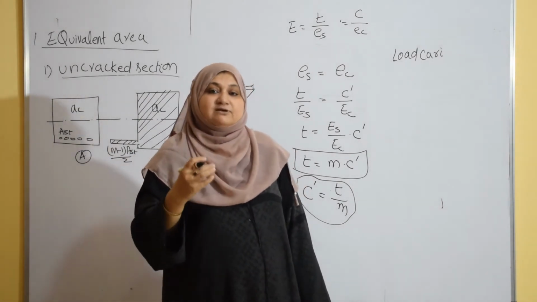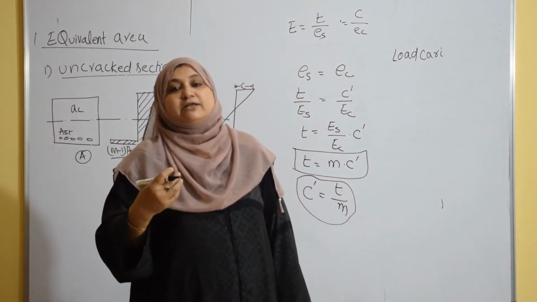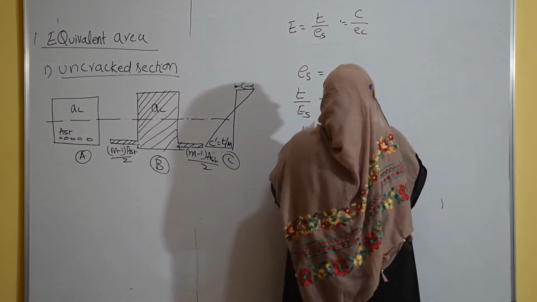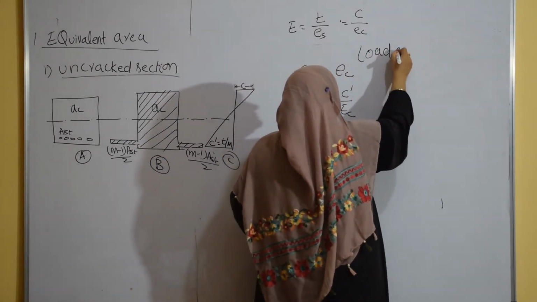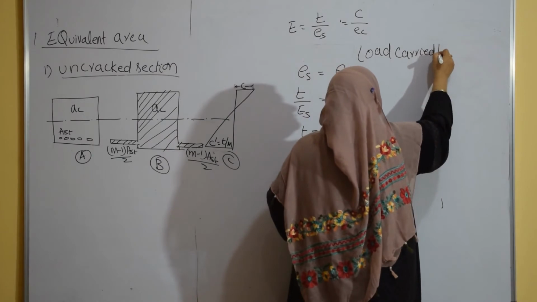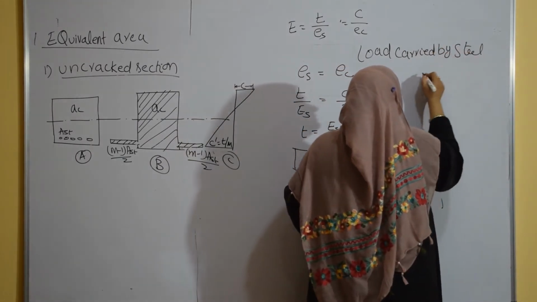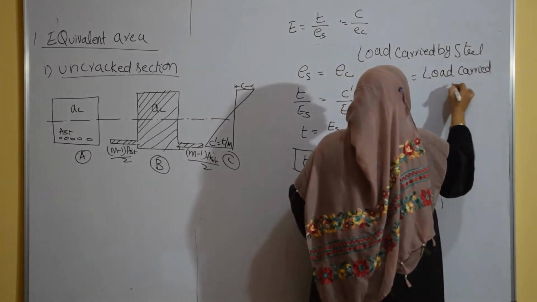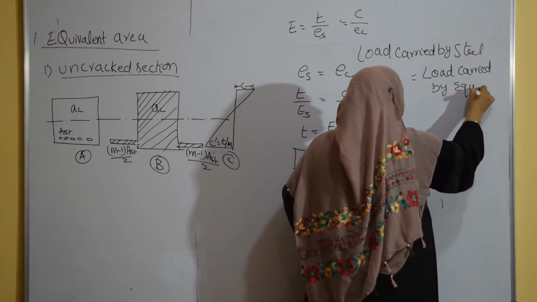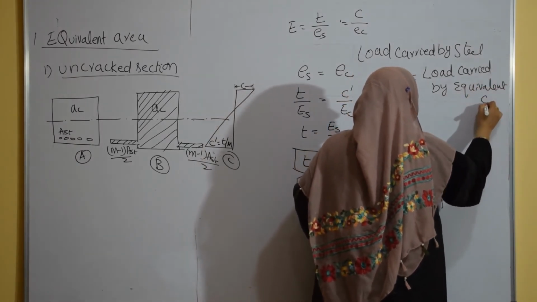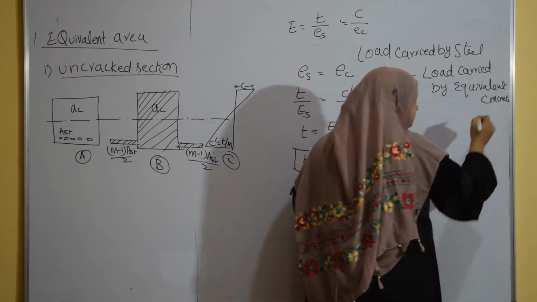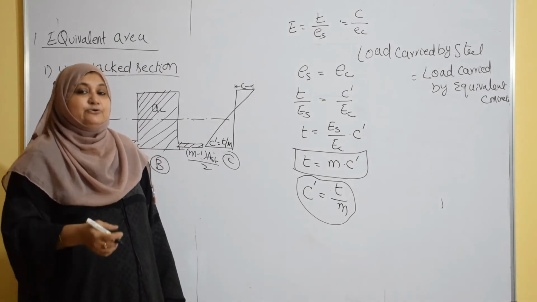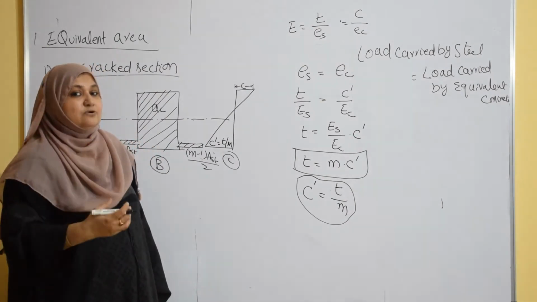So whatever load steel was carrying, it must be equated to the load carried by the concrete. So the load carried by steel is equal to the load carried by equivalent concrete. I hope you are understanding what equivalent concrete means. We are removing steel, not practically on the paper, we are just converting the steel area into equivalent concrete area to make it a homogeneous member.